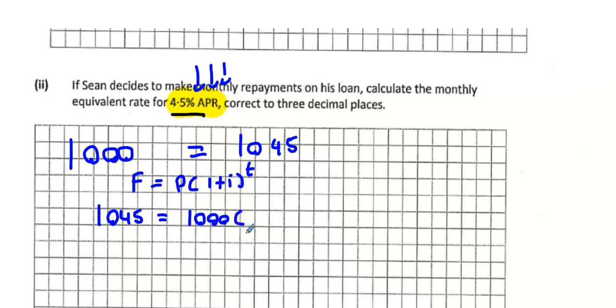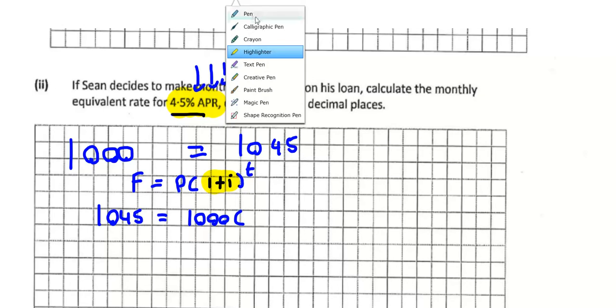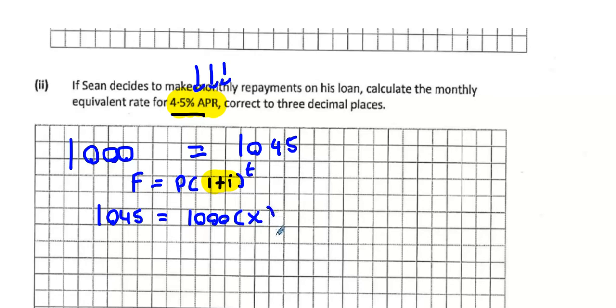Now, we don't know what 1 plus I is, do we? Because it's a monthly interest. That's the point of the question. The point of the question is, we do not know what 1 plus I is. Everybody cool with that? So I'm going to replace 1 plus I with a different letter. I'll replace it with X. Question, how many months are we doing? Nope. Calculate the monthly equivalent to a yearly rate. It's power 12. Now, this is really awkward. X power 12.